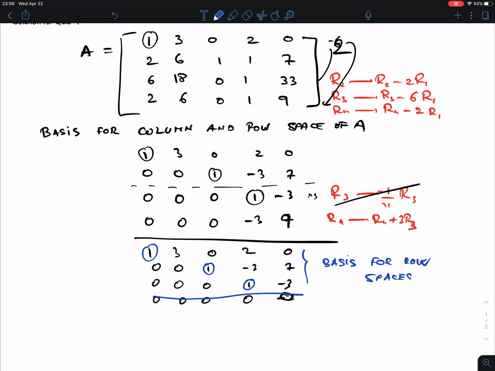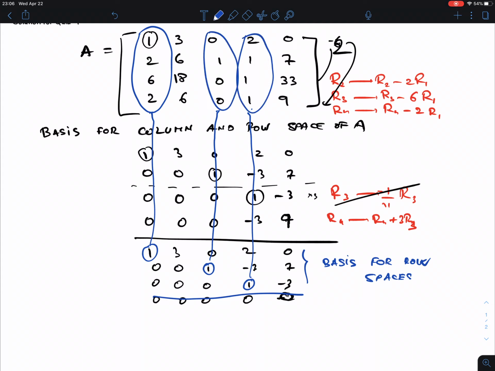Then for the column space we can also go there, because we now have the 3 columns that correspond to this. But remember, now I have to go to the original matrix, so this column, and this column. Let me just circle them. Again, if you do it that way, that's fine, as long as I understand what you're doing. So this is the basis of the column space.